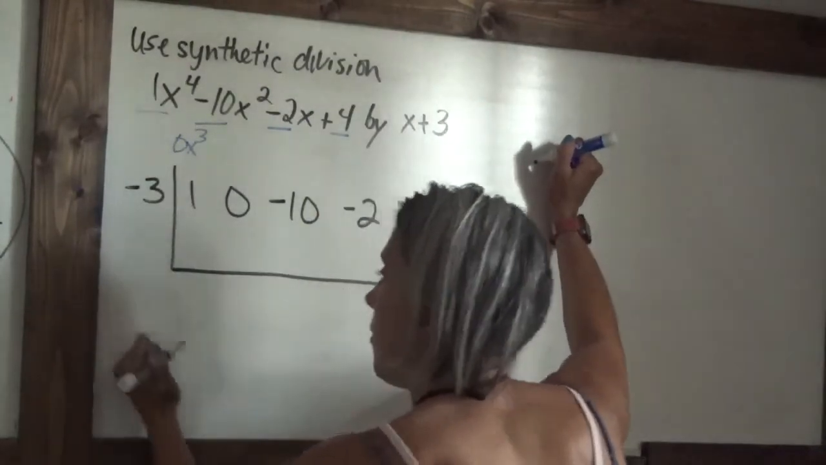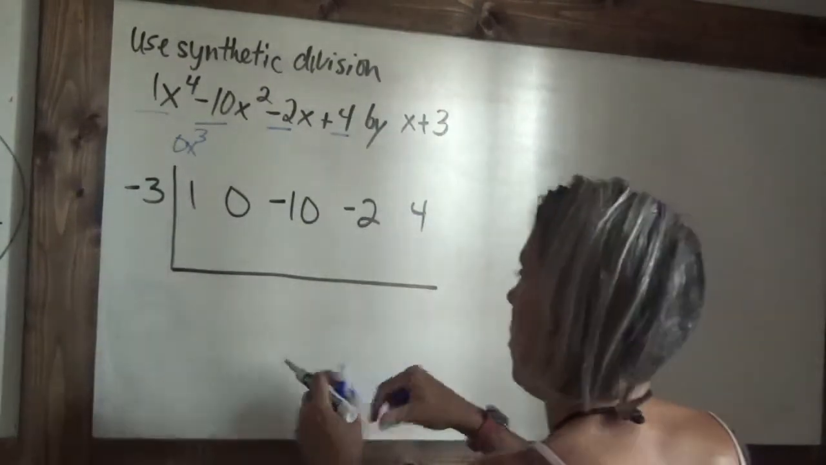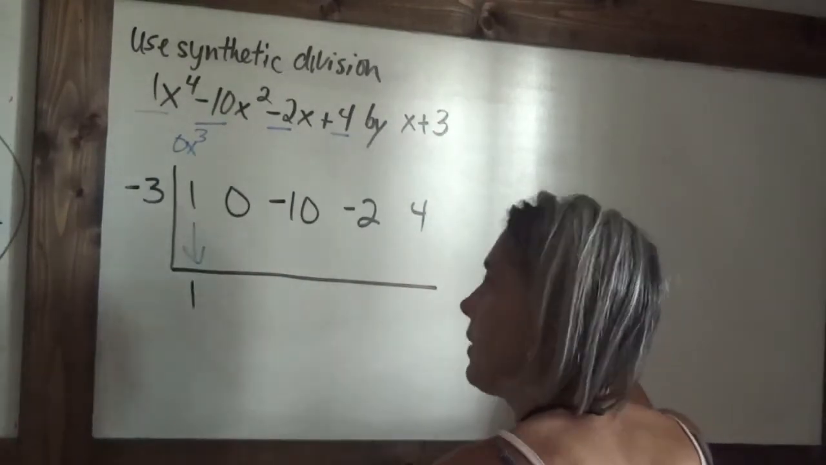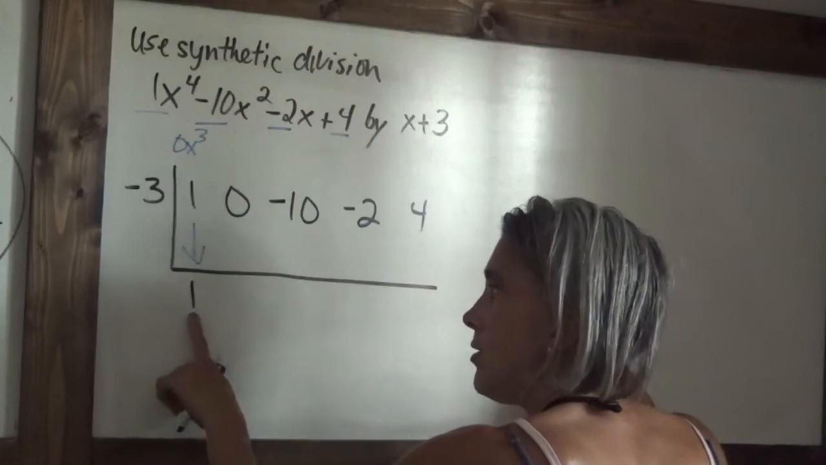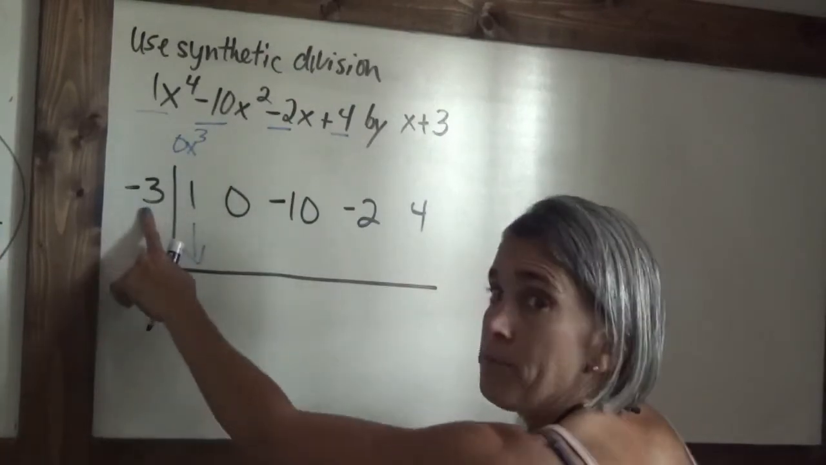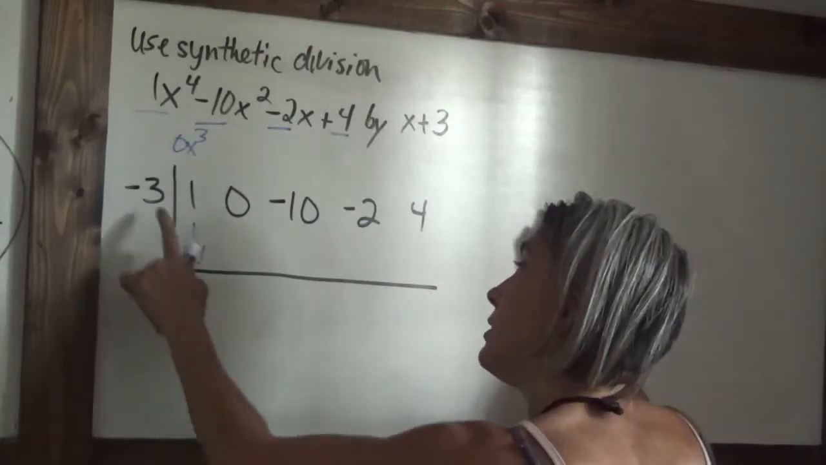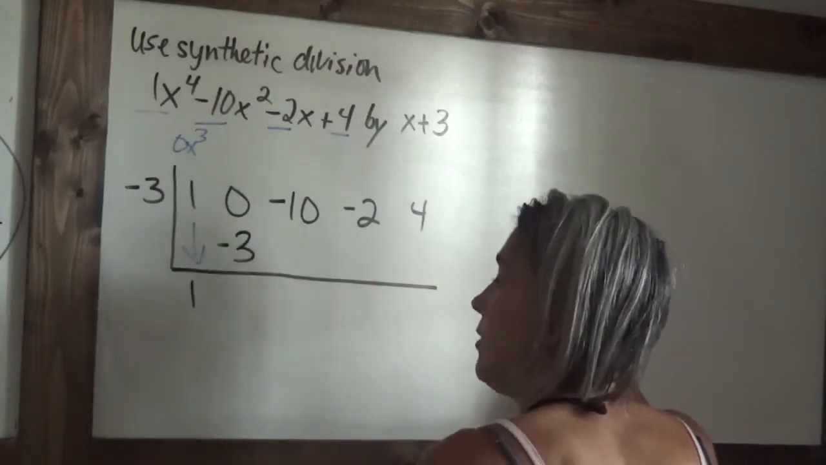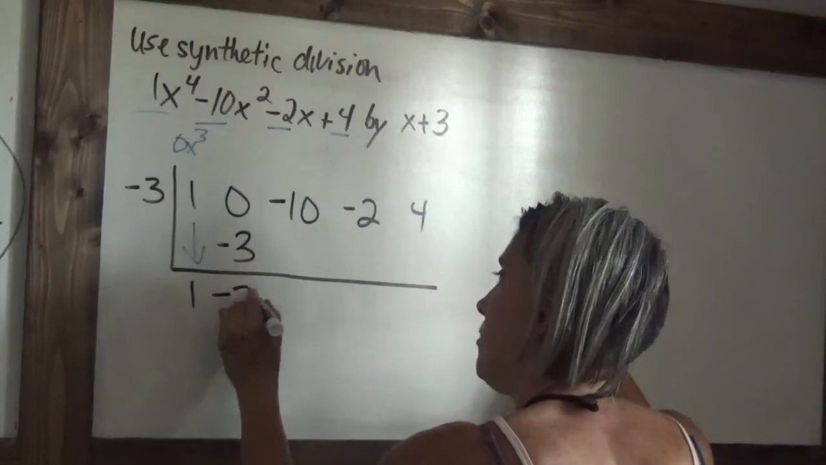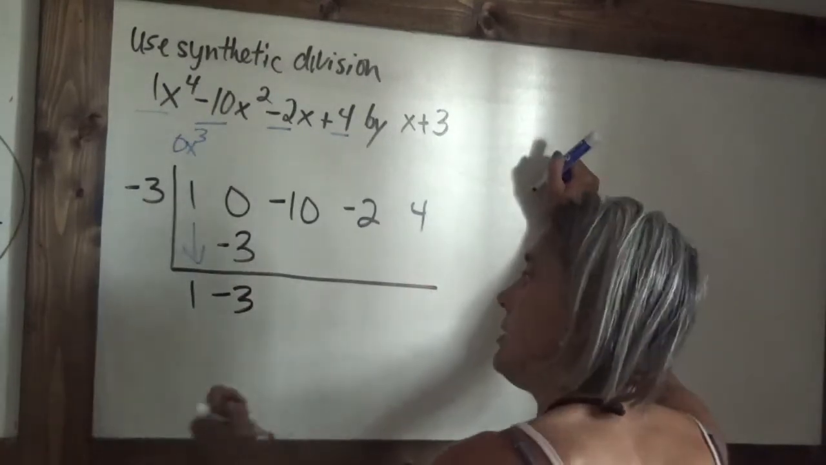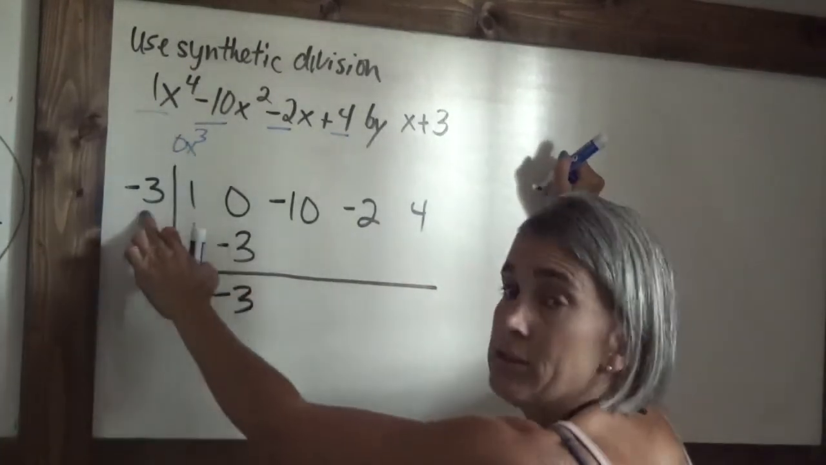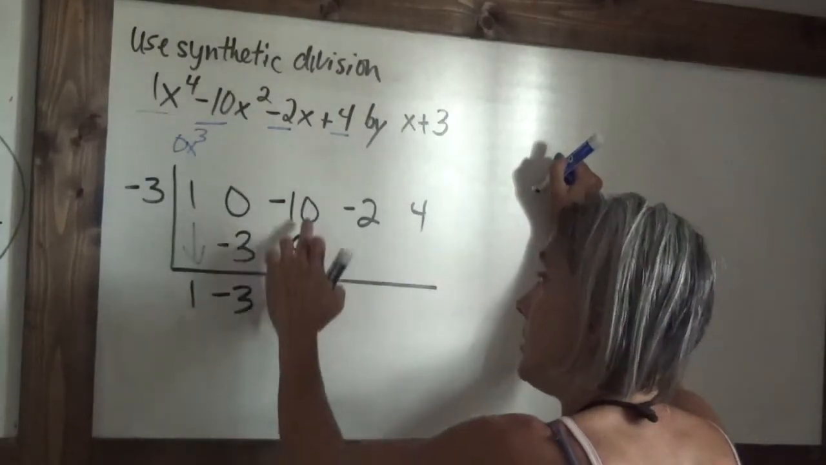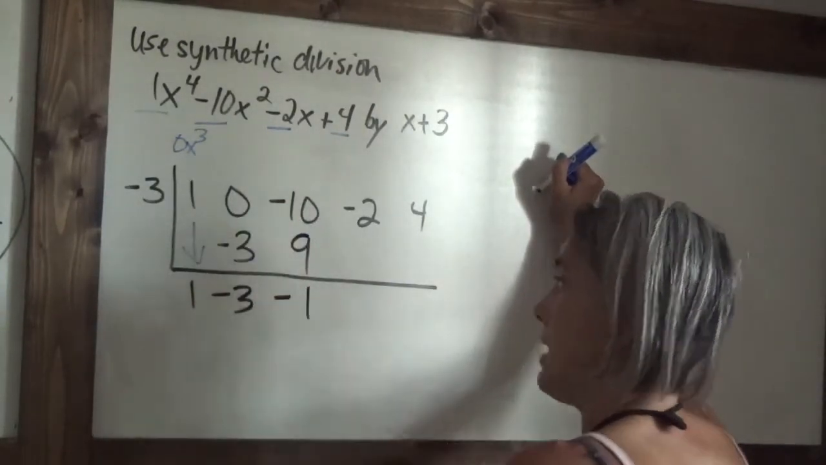Alright, so what was the process again? Always bringing down that first number, which is 1. Taking that number that's here on the bottom, multiplying it by what's out here, negative 3. 1 times negative 3 is negative 3. Add those up together. 0 plus negative 3 is negative 3. Repeat the process again. Negative 3 now times negative 3 out here is positive 9. Add these together, I get negative 1.